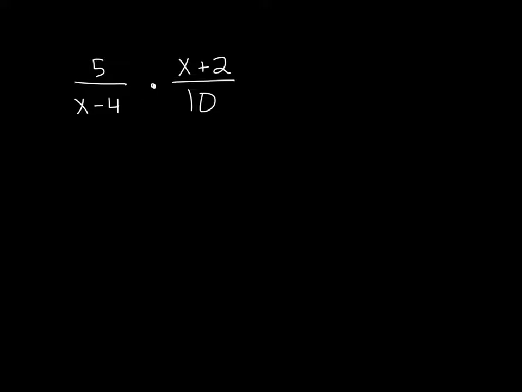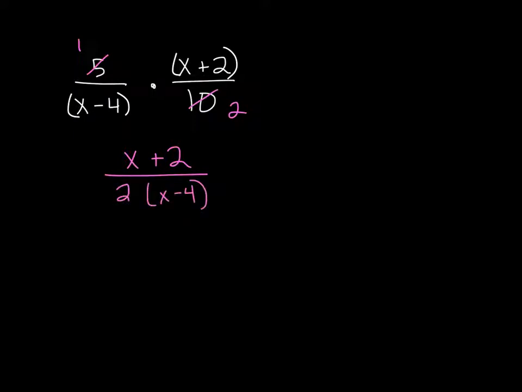Now in this one, remember fraction bars act like grouping symbols also. So this is a group, this is a group. Remember, you cannot split groups up. We can, however, reduce the 5 and the 10. They can both be divided by 5, which makes that a 1 and that a 2. So on top we have 1 times x plus 2, which is just x plus 2. And on the bottom we have 2 times x minus 4. And no, you cannot cross the 2's off.